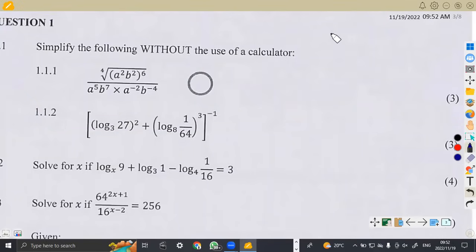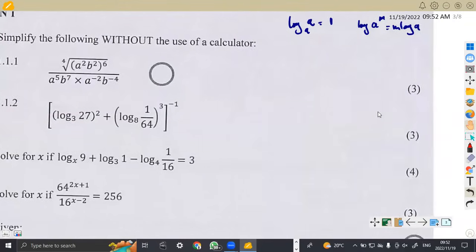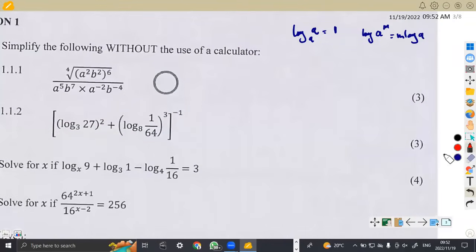Log 27 base 3, we actually know that if we have got something like this, log of a in base a is going to give us 1, and also log a to the exponent of m in any base is going to be m log a. So these are the most important laws that we are supposed to apply here. Okay, so let's see this part.